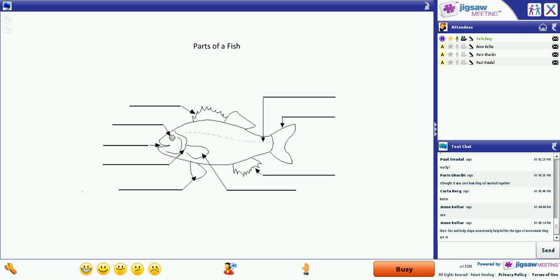What is another name for the tail fin of this fish? Anyone? Another name for the tail fin of this fish? Go ahead, Paris. The caudal fin.